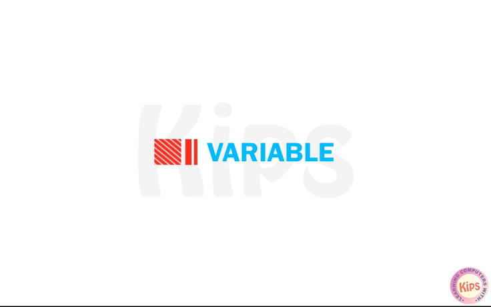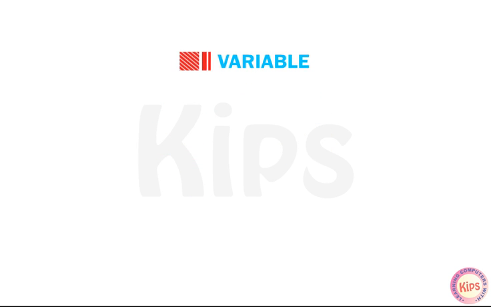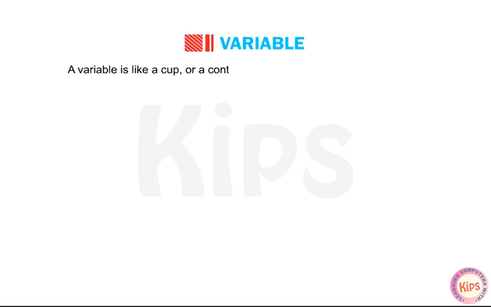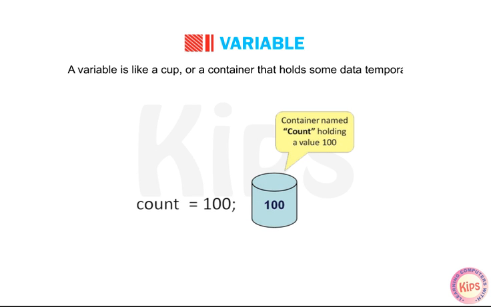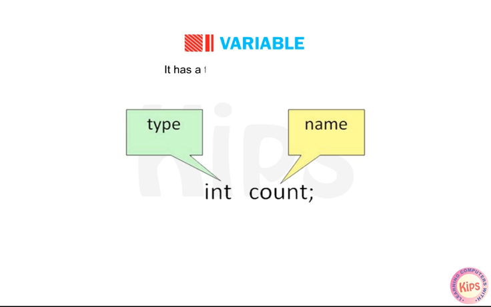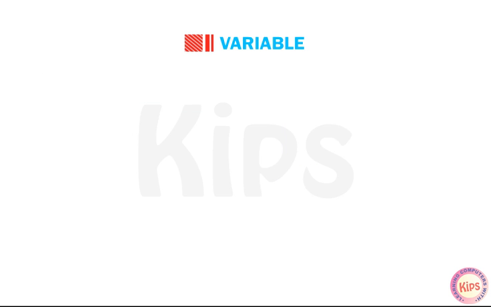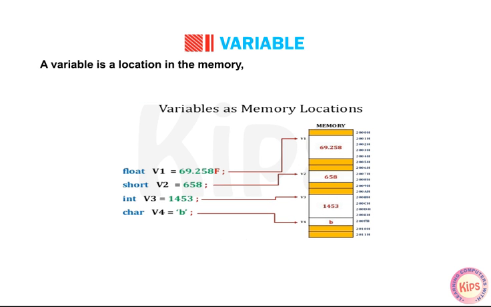Okay students, let us learn about variables. A variable is like a cup or a container that holds some data temporarily. It has a type and a specific size. Besides the type, a variable needs a name so that you can use that name in code. A variable is a location in the memory which has been assigned a name and it is used to store data temporarily.